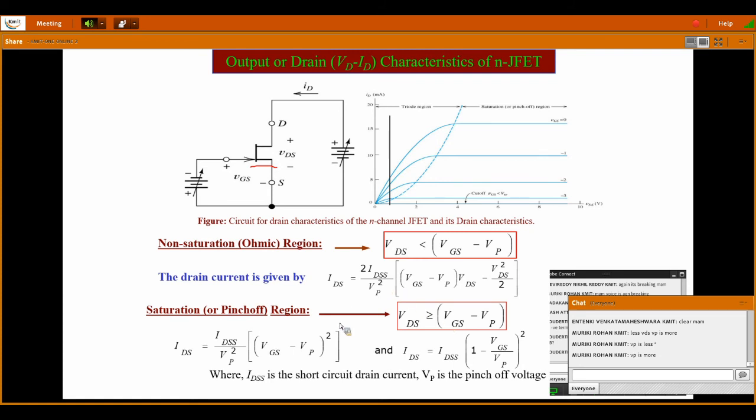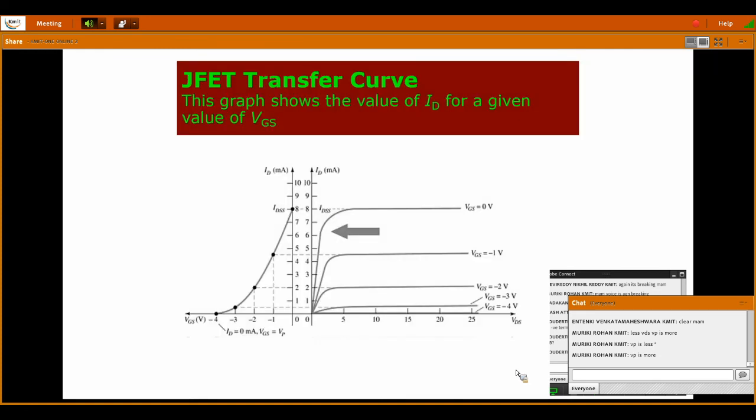Okay, in the saturation or pinch off region, the condition will be VDS greater than or equal to VGS minus VP, and the drain current, just now we have seen this relation, ID is equal to IDSS into 1 minus VGS by VP whole square, the same equation under saturation region. You can also write it in the same way, but if you solve you will get the same equation. IDSS is the maximum saturation drain to source current.